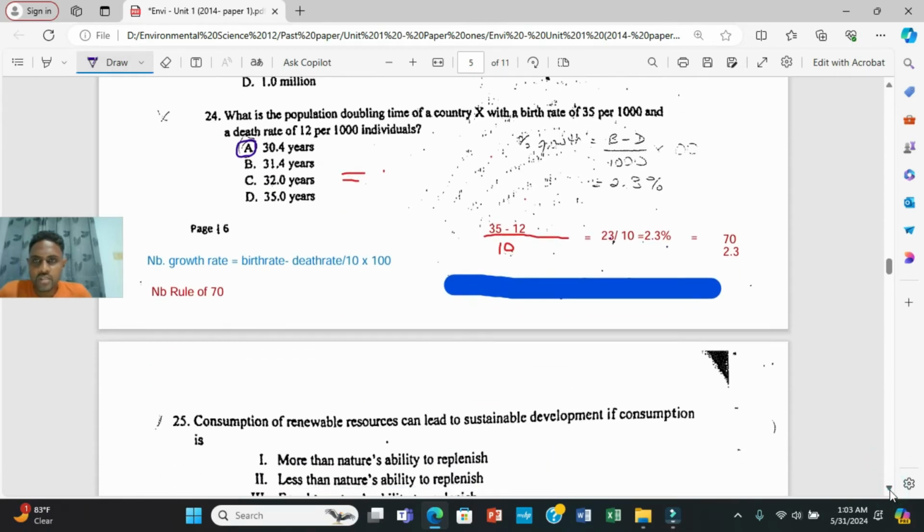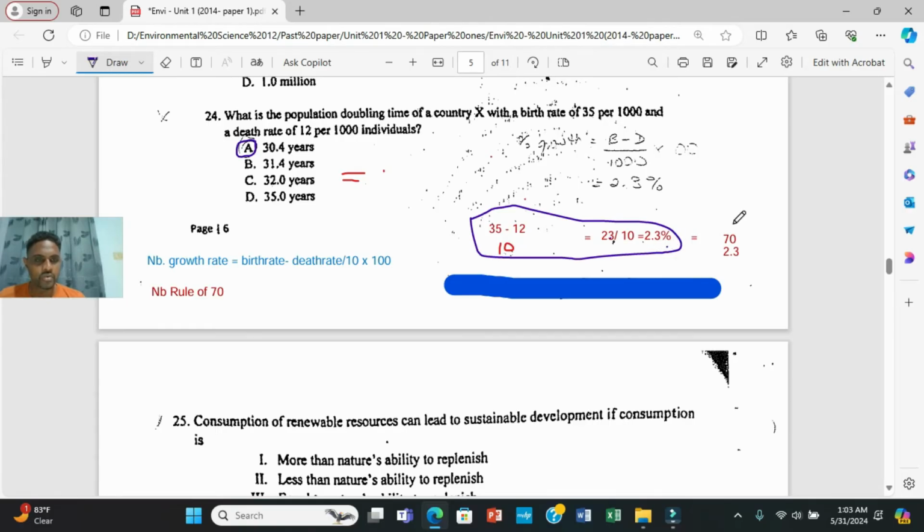Number 24, what is the population doubling time of country X with a birth rate of 35 per 1,000 and a death rate of 12 per 1,000 individuals? Of course, guys, what you do is find out the growth rate first, which is this part of the formula. Please note, you take away 12 from 35, over 10. That should give you 2.3%.